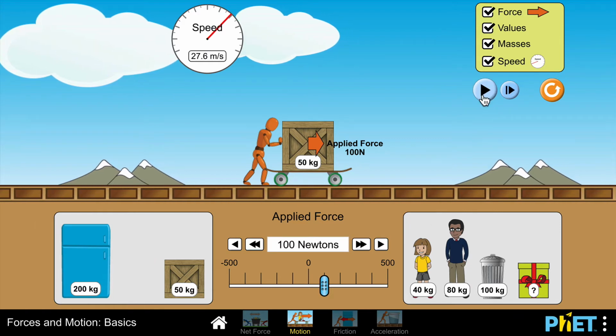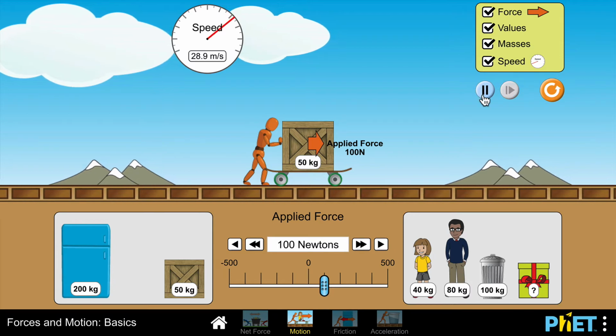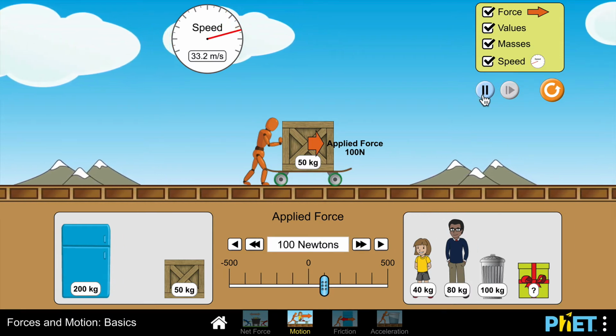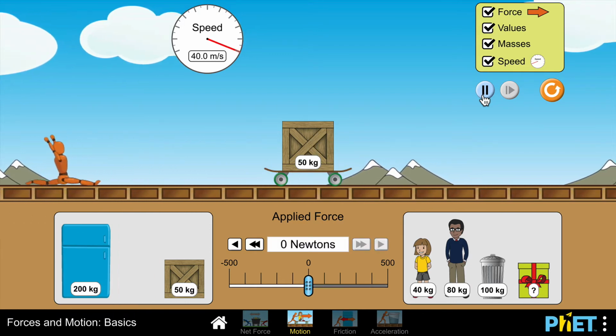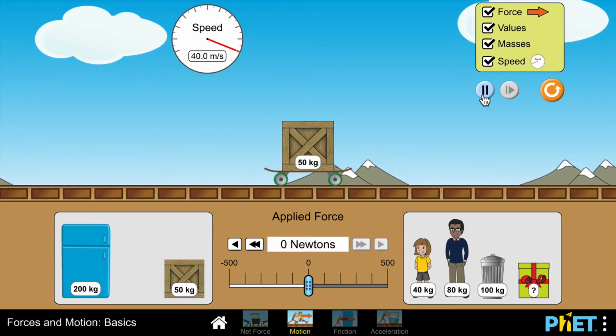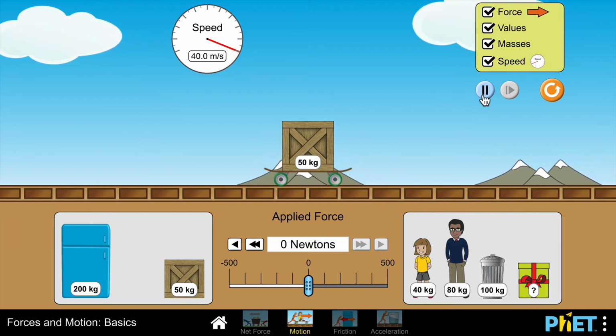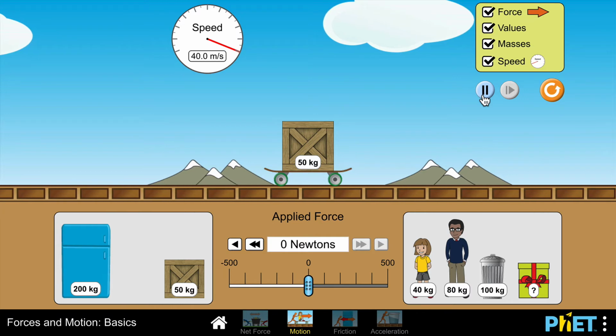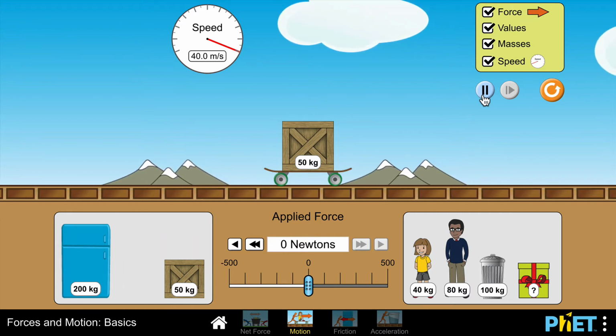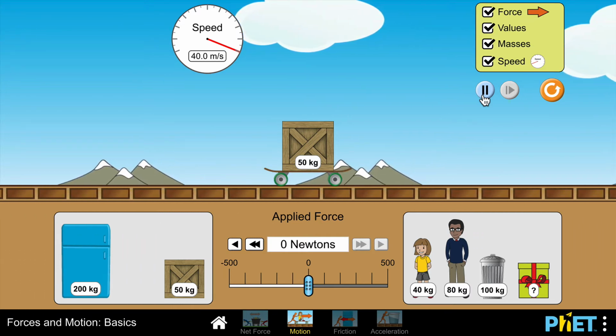I have an unbalanced force to the right, and of course that means that therefore the object accelerates to the right. Get it started again, because I know that once the speed gets up to 40 meters per second, the force is no longer applied, and that's going to happen right now. So with no force applied, and of course there's no frictional force acting on the skateboard, then what's happening is the object continues to move at constant velocity. That's from Newton's first law.